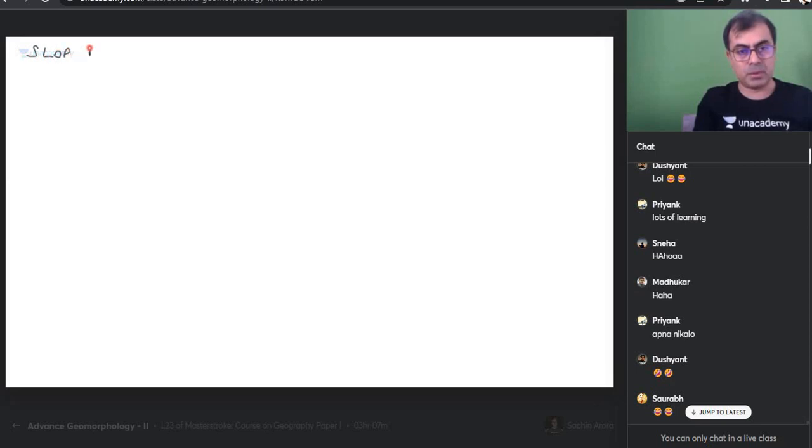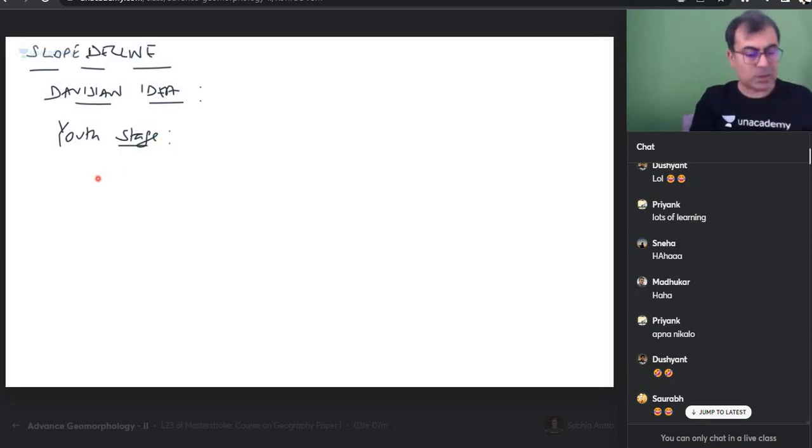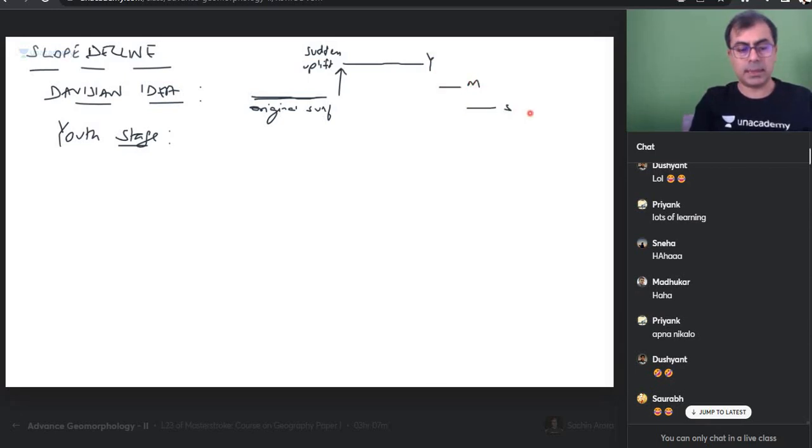Slope decline, how it happens. So the Davisian model. First he says youthful stage. Story starts with what? Original surface, sudden uplift. Yes. Youth, mature, senile, peneplain, cycle ends. Here exogenetic, here endogenetic.